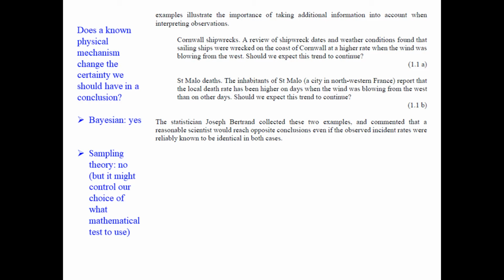So there's a question, does my knowledge of a physical mechanism in the world change the certainty we should have about some conclusion? The Bayesian analysis answer is very much yes. The sampling theory statistician, by the way, says basically no, except that our background knowledge might control our choice of what sort of mathematical test to apply to the data. We might apply a stricter test in the case of the St. Malo deaths before we would be convinced of the truth, but we would not simply allow our conclusion to be dominated by our pre-existing belief. We would instead have to collect more data.